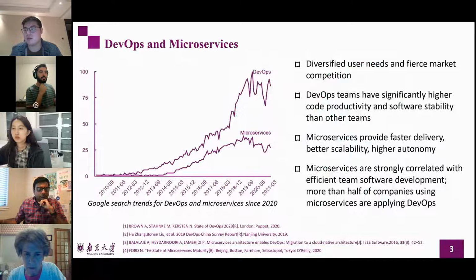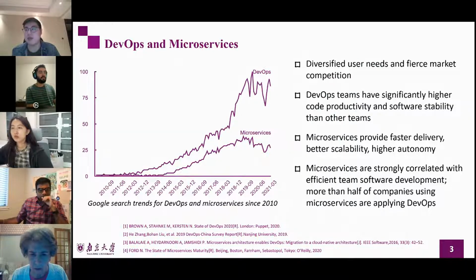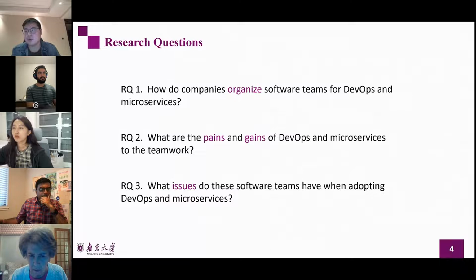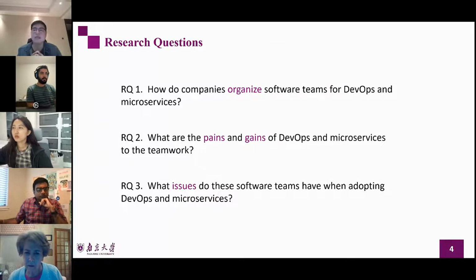Both DevOps and microservice have received increasing attention from researchers and practitioners over the past decade. The Google search trends for the two concepts since 2010 show a high degree of consistency. They are commonly adopted and implemented together in many software companies. Our study aims to explore the organization, benefits and issues of the software teams using DevOps and microservice in industrial contexts. With this objective, the following research questions are formulated to guide this ethnographic study.